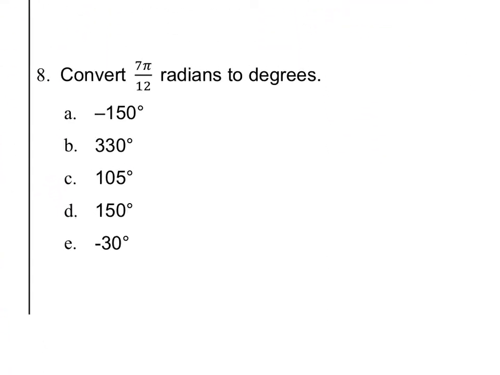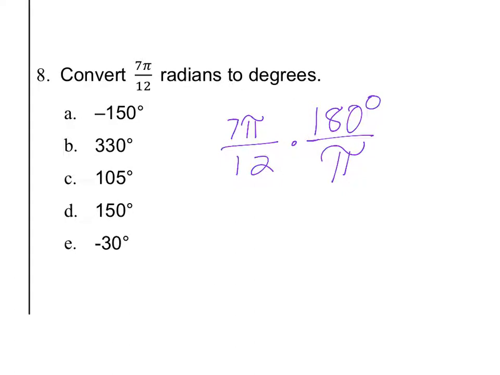All right, convert 7 pi over 12 to degrees. Now remember what we said. We divide out what we don't want. So in degrees we don't have a pi, so we divide out the pi. We multiply in what we do want, and I need degrees. Remember that 180 is the same as pi, so this is basically multiplying it by 1.